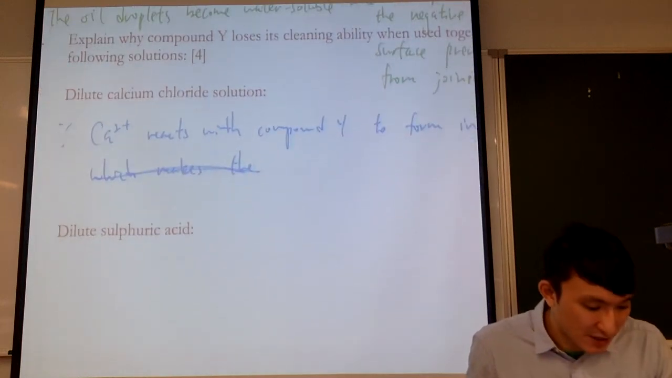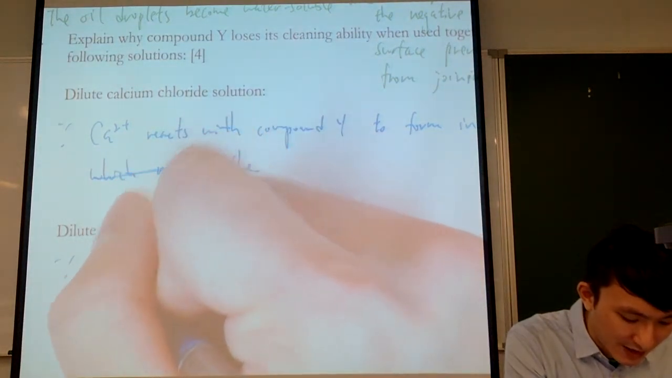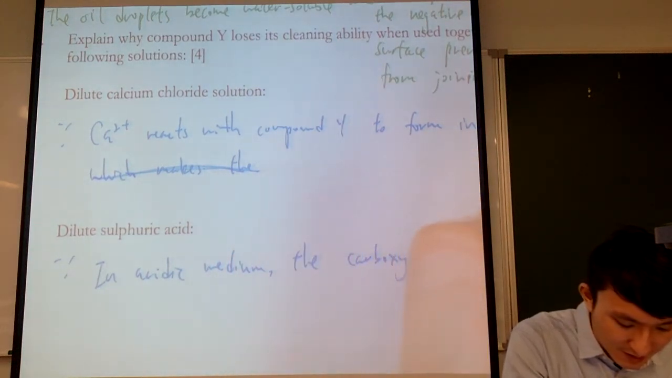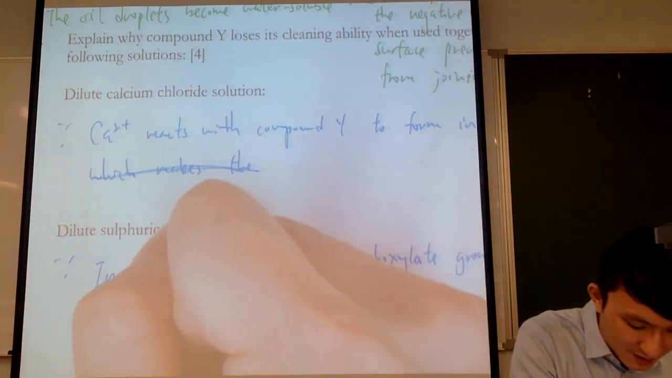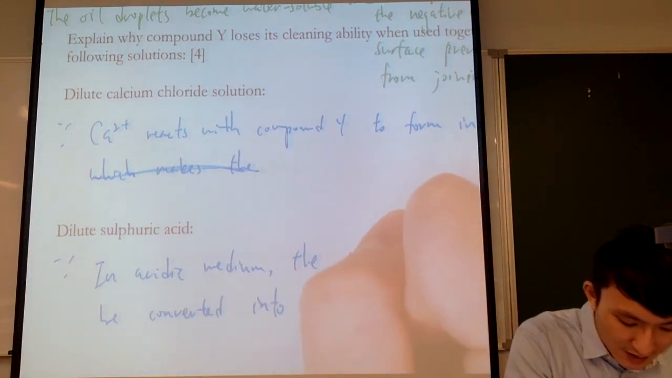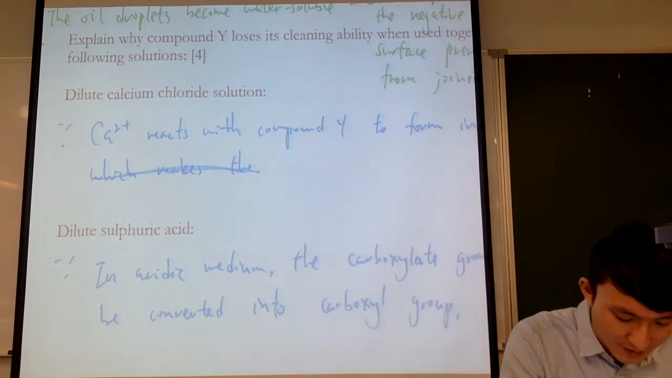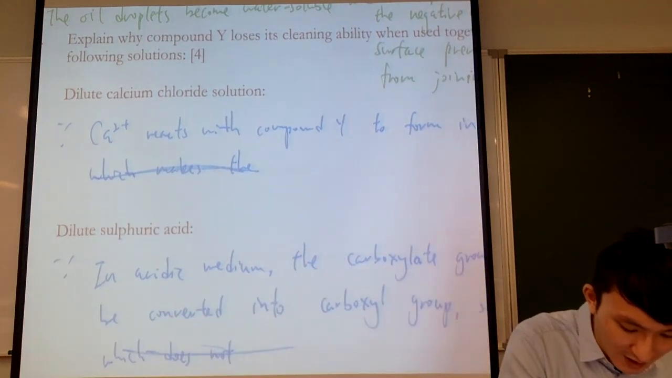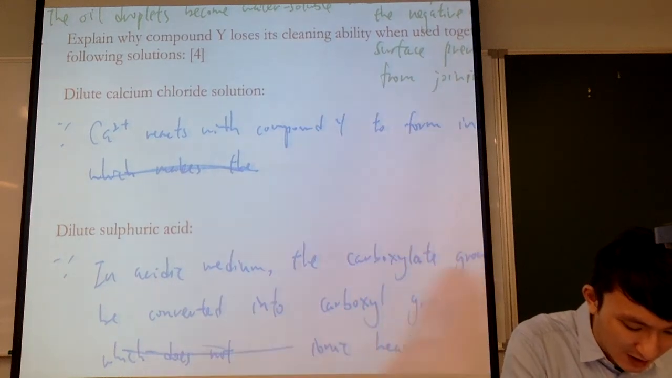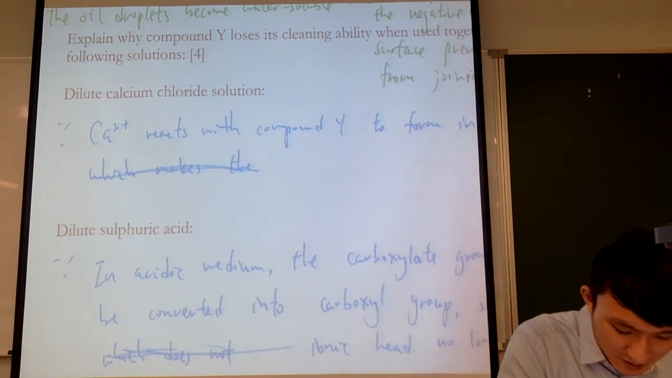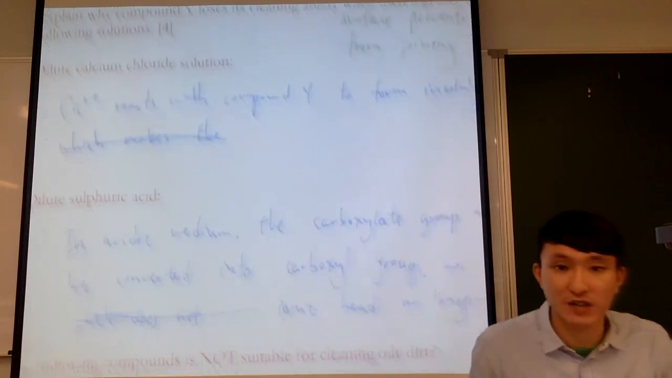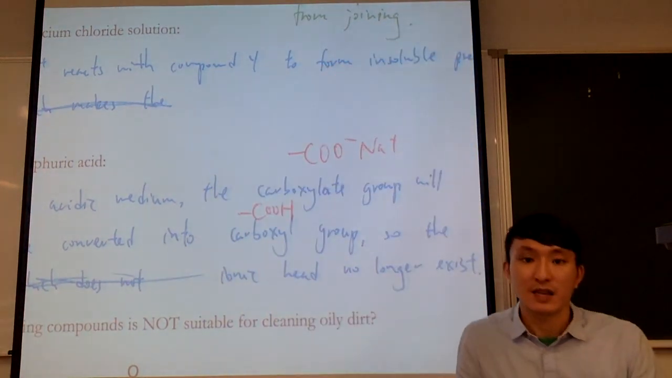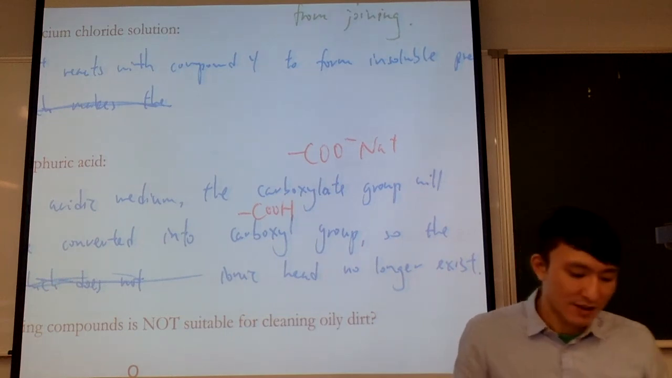And sulfuric acid is because in acidic medium, the carboxylate group will be converted into carboxyl group, so the ionic head no longer exists. So it is changing from COO minus into COOH. So it does not have the ionic head, then it cannot have any cleaning properties.